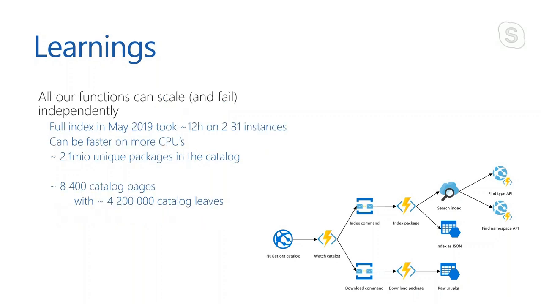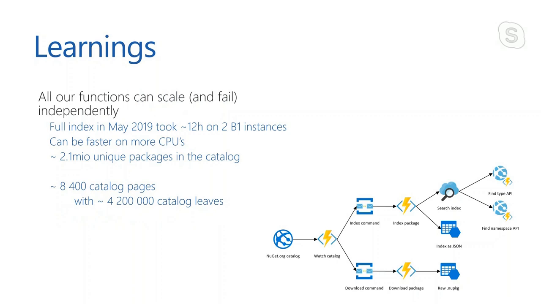All of our functions can scale and fail, also important, independently. We have the indexer that runs in a separate function. We have the catalog watcher that runs separately and the API that runs separately. So even if the indexing fails, we still have all the data in search and the API will run and so on.